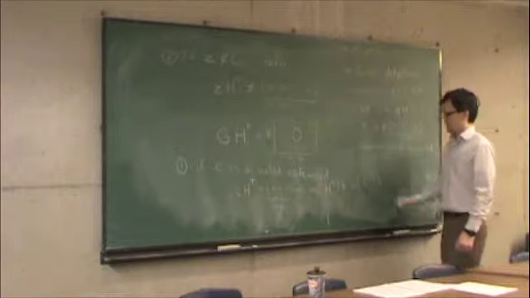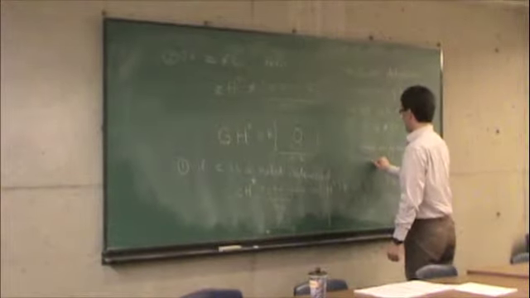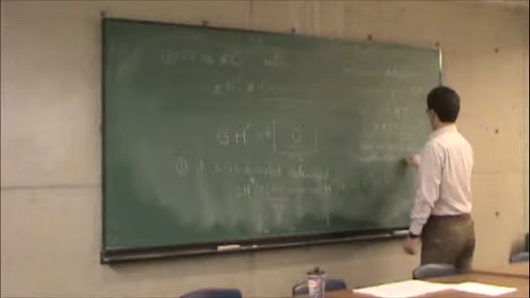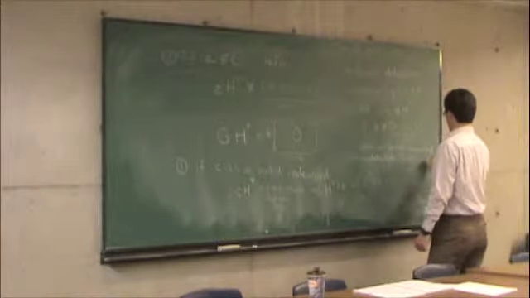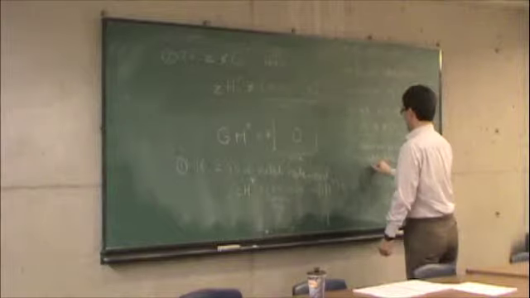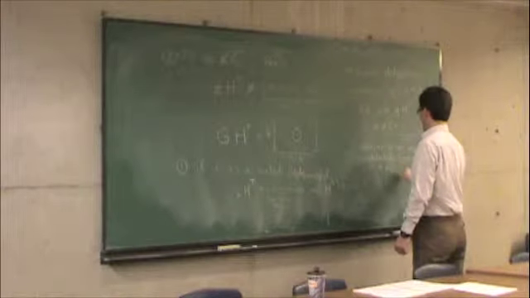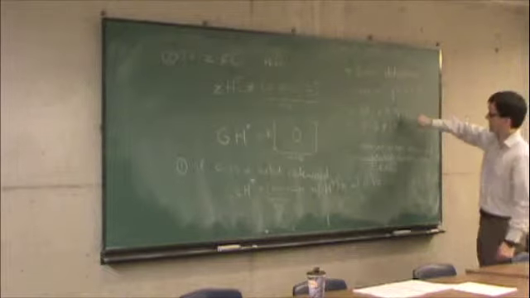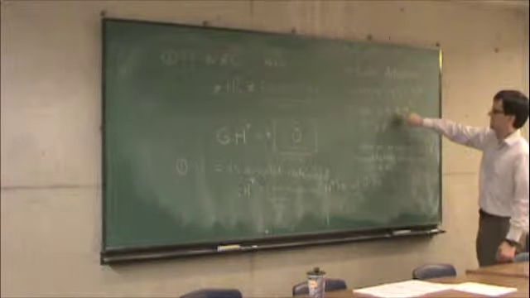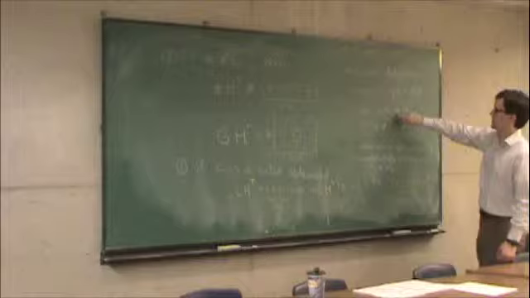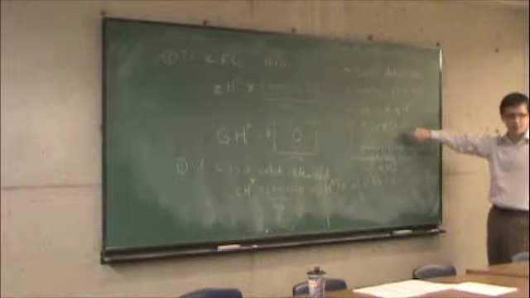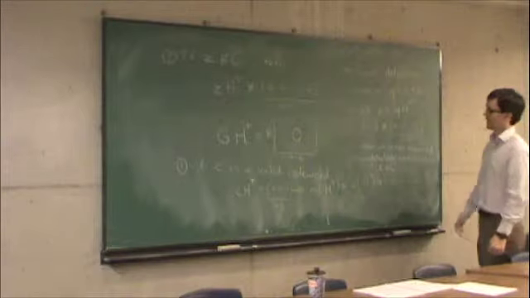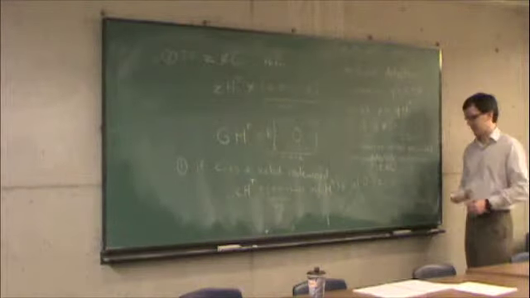So undetectable errors occur if E is in the code. So if E is in the code, E plus C is a valid code word, which means that if I multiply on the left by a valid code word, I get the all zero code vector. So then I report there is no error, even though an error has occurred. So that's called an undetectable error.